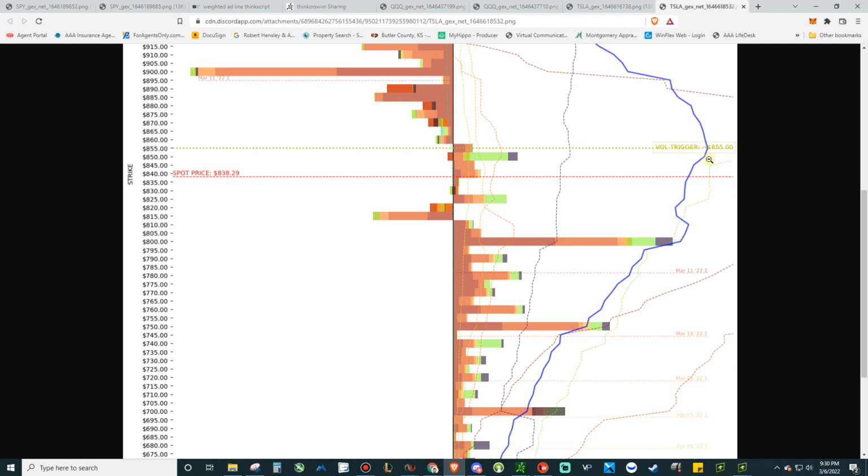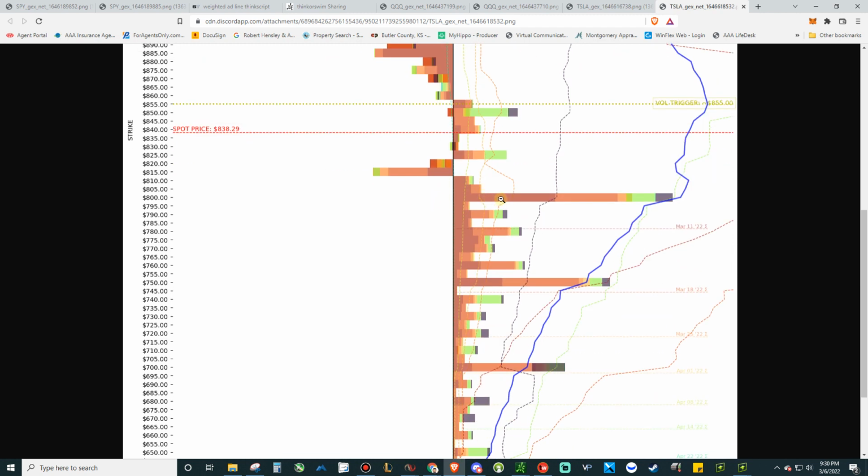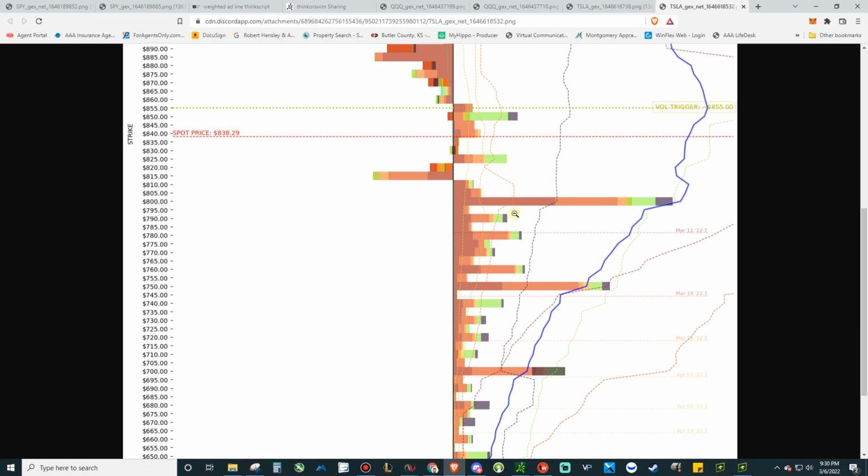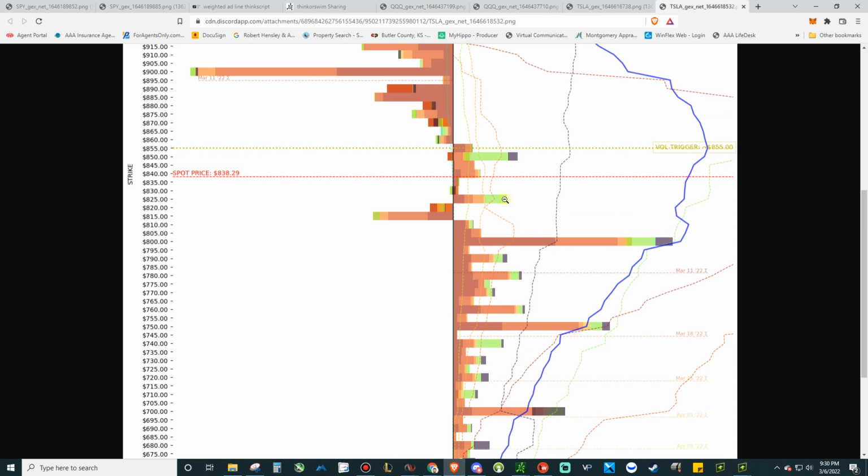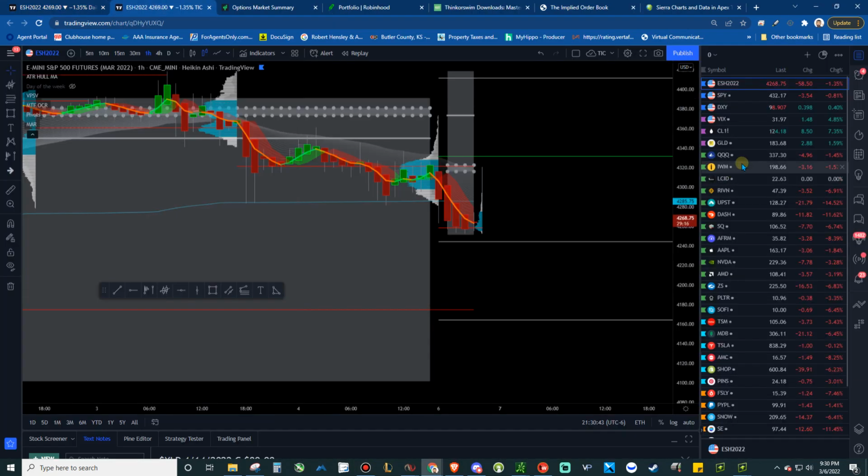On the downside, if we're below this 855, I'm targeting these levels here. This has a little bit of positive gamma below here, so it would have to go to 815. But even so, you've got the put gamma showing for the expected range low, essentially. So not a lot of space to work with here on the chart. So let's look at the chart here for Tesla real quick.